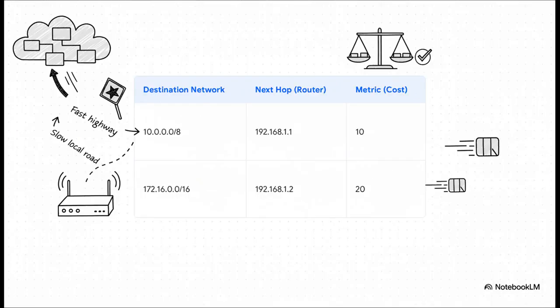And this here is basically a simplified version of that map. It's just a little table that says, hey, to get to this group of networks, you need to send the packet to that specific router next. And that metric column, think of that as a cost. A lower number means a better, faster, less congested path. It's how the router decides whether to take the superhighway or a slow country road.